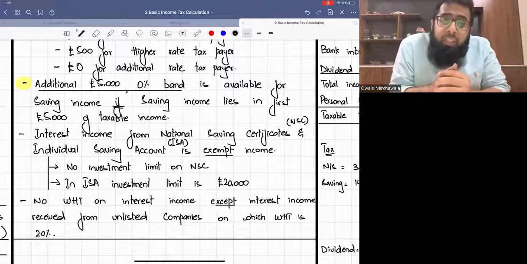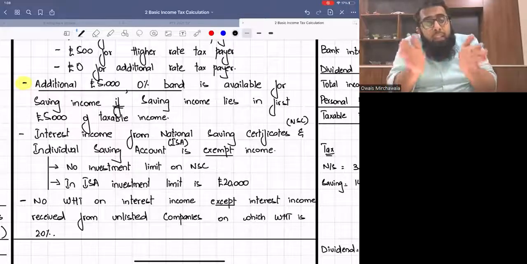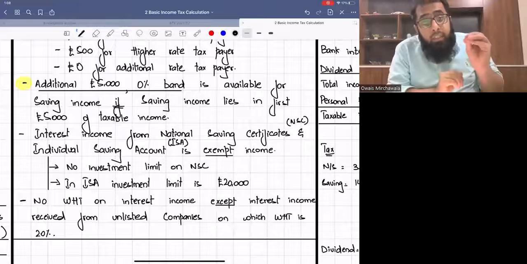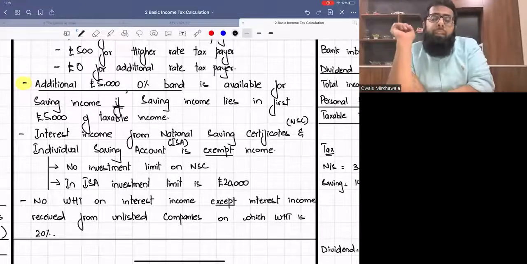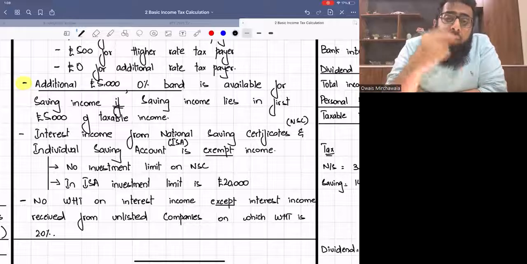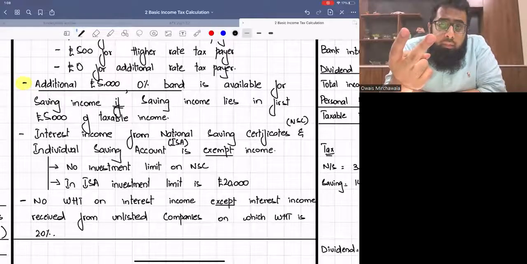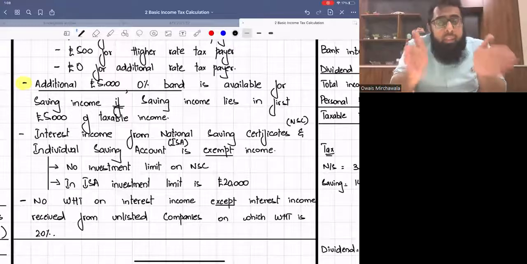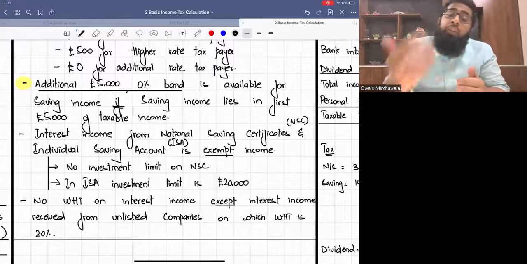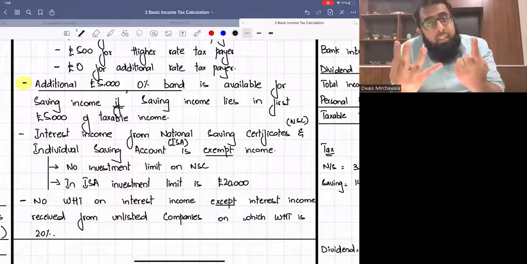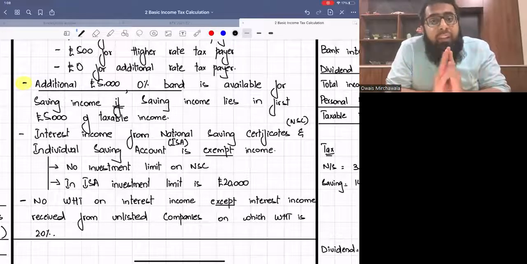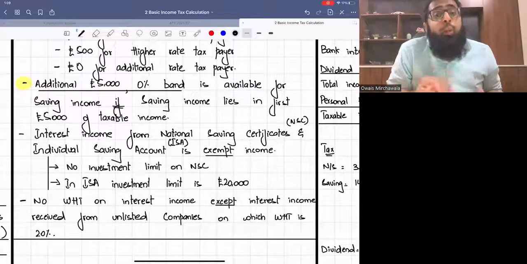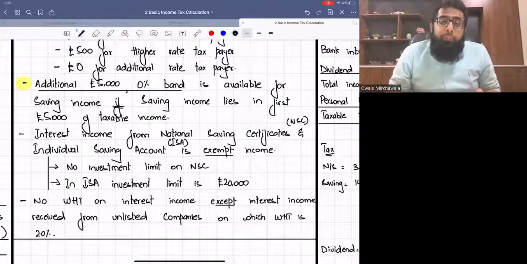Clearing it theoretically, I will try to do my best. If your non-saving income is 0, the saving income will get the complete first 5,000 of the taxable income, so there will be an additional £5,000 0% band. If your non-saving is 2,000, the saving income will get 3,000 space in the first 5,000. If your non-saving is 4,000, the saving income will get 1,000. But if your non-saving is 20,000, the saving income will get no space in the first 5,000.